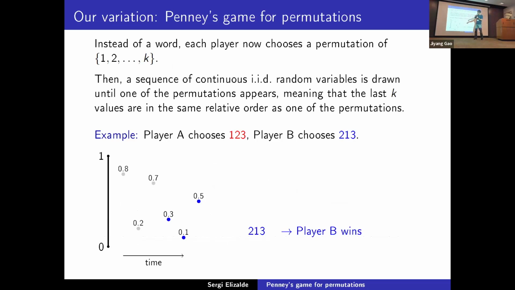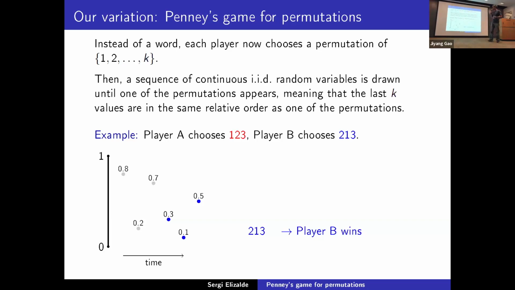For example, here, let's say they are continuous uniform in 0, 1, it doesn't really matter. But then you get a sequence of real numbers, and you look at the relative order, and that determines the permutation. So for example, here, this is the sequence you get from left to right. You get these three values that are in the same relative order as 2, 1, 3. So in this game, player A had chosen this permutation, player B had chosen this permutation, so player B wins.